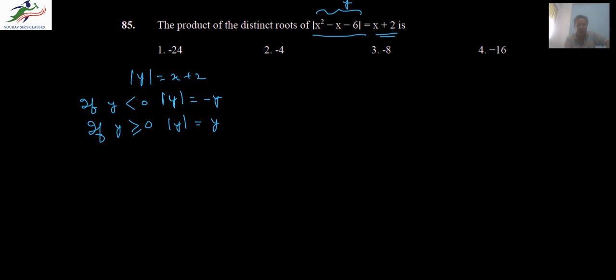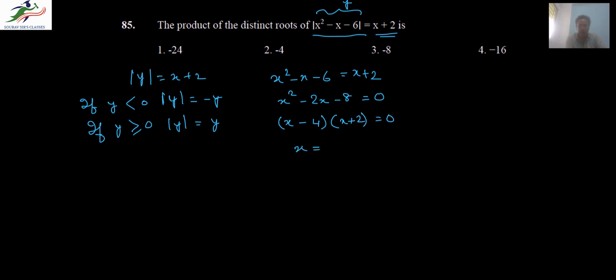So therefore we'll have two sets of equations coming in from the given equation. One would be x square minus x minus 6, which is y, is equal to x plus 2. Therefore x square minus 2x minus 8 is equal to 0, and we can factorize this as x minus 4 into x plus 2 is equal to 0, or x equal to 4 or minus 2. These can be the values.